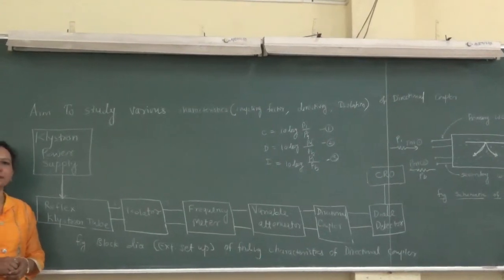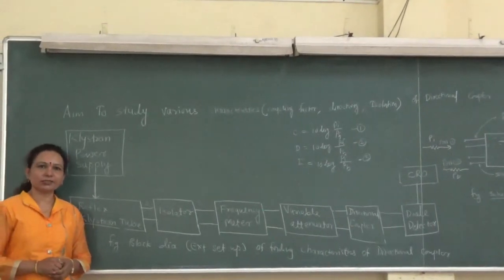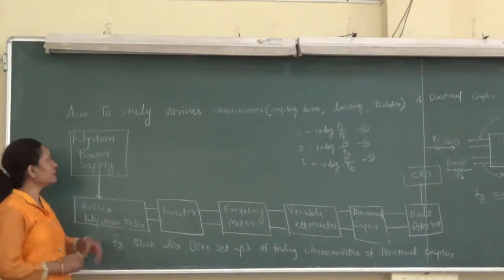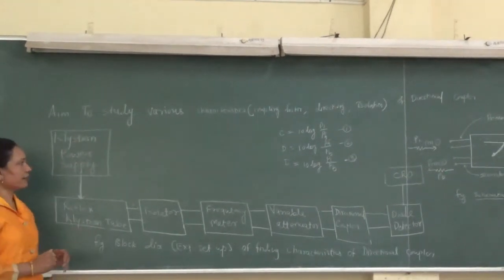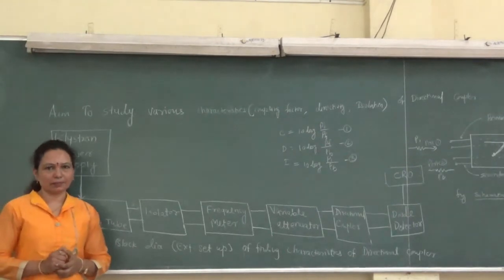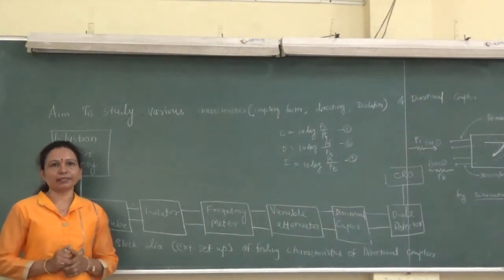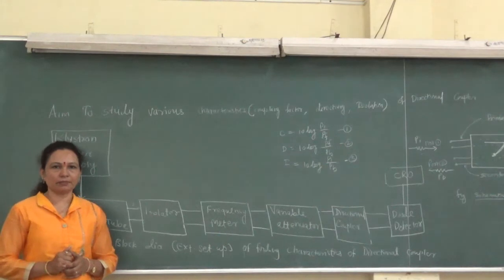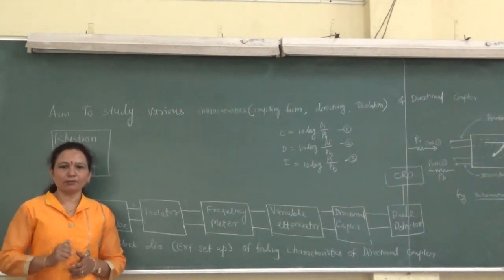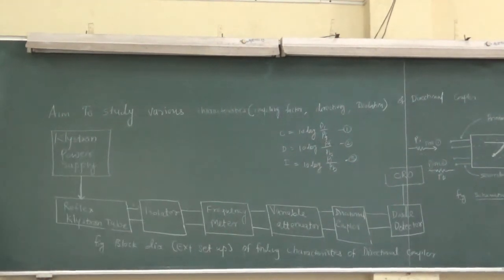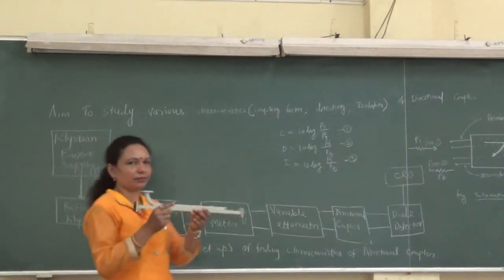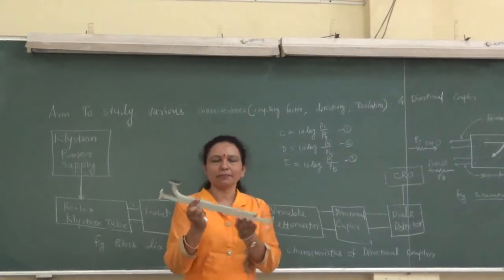We are going to discuss the next practical of radiation and microwave technology, that is, to study the various characteristics of a directional coupler. In the previous few practicals we discussed the directional coupler. What is a directional coupler? For the time being, say this is your directional coupler. If you see the hardware, this is a directional coupler.